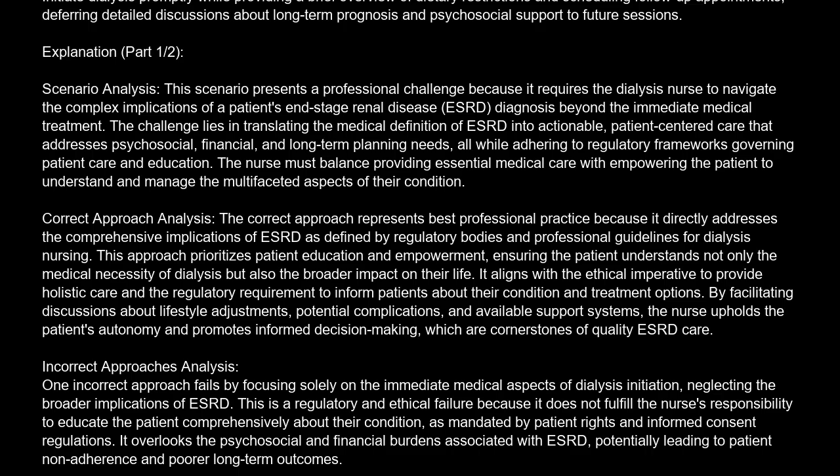Incorrect approaches analysis. One incorrect approach fails by focusing solely on the immediate medical aspects of dialysis initiation, neglecting the broader implications of ESRD. This is a regulatory and ethical failure because it does not fulfill the nurse's responsibility to educate the patient comprehensively about their condition, as mandated by patient rights and informed consent regulations. It overlooks the psychosocial and financial burdens associated with ESRD, potentially leading to patient non-adherence and poorer long-term outcomes.